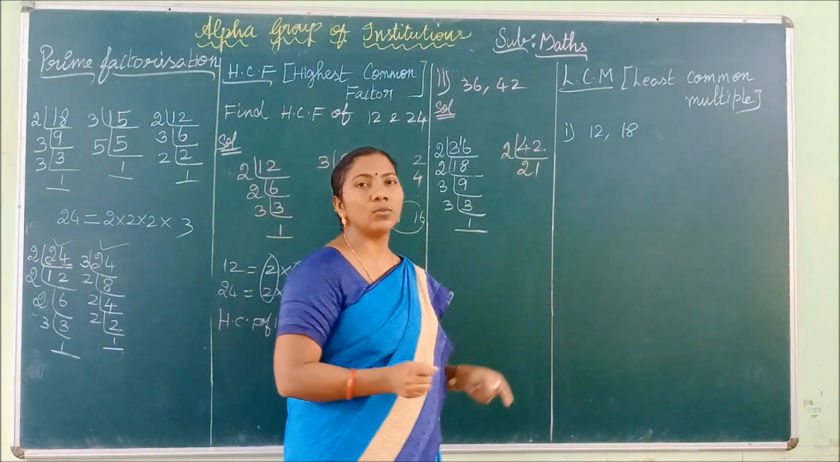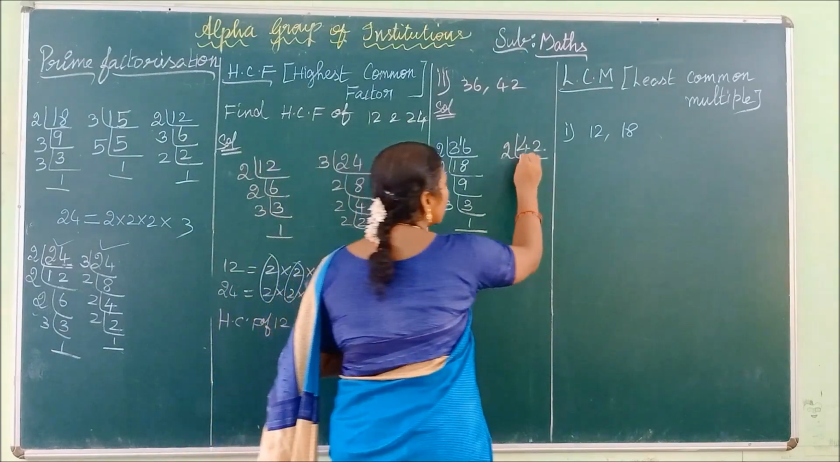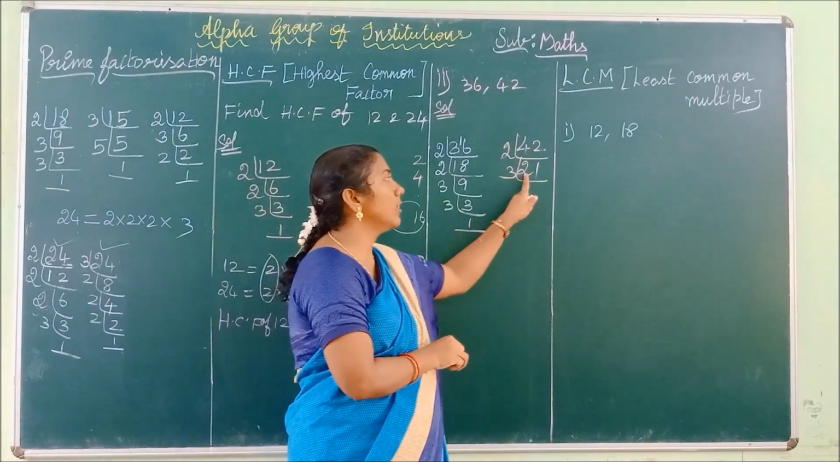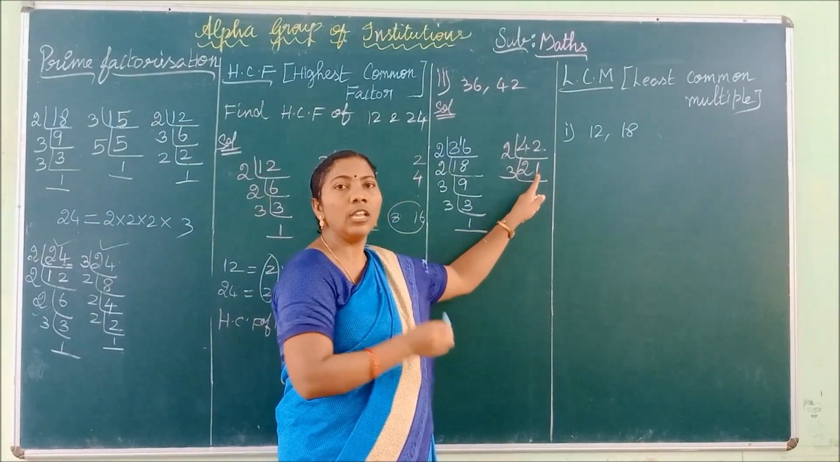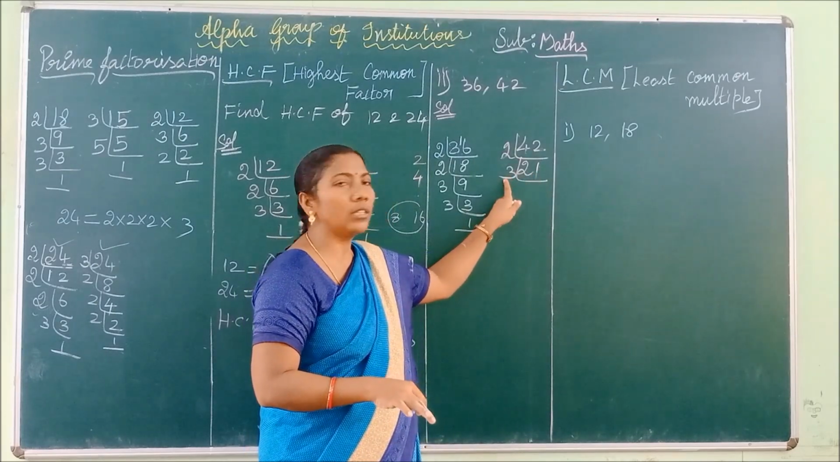Sum the digits 2 plus 1, 3. So it is divisible by 3. So our divisor is 3. We understand, children, how we are choosing the 3 here. We are summing the digits 2 plus 1, 3. 3 is divisible by 3, so 21 is divisible by 3. So here we have chosen the number 3.